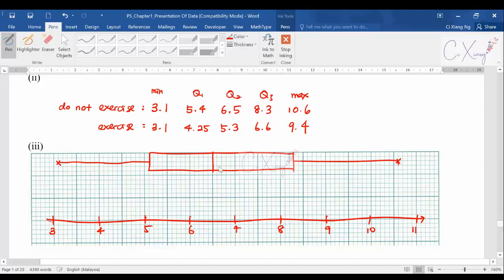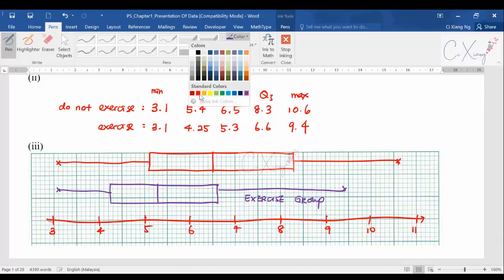Okay, then next you can sketch on the same diagram for the exercise group. So for the exercise group, again, 3.1, I'll just put it here. 4.25 for Q1. So maybe it's somewhere here. All right, then 5.3, 6.6, and then 9.4. Okay, then after that, I will try to connect my Q1, Q2, Q3 to become a box. And after that, I will join the maximum and minimum with the box together. All right, so for me, I will write this is the exercise group. Okay, and then this is the do not exercise group.